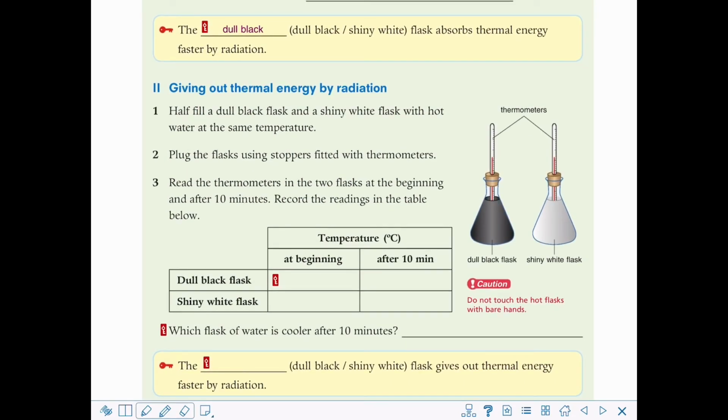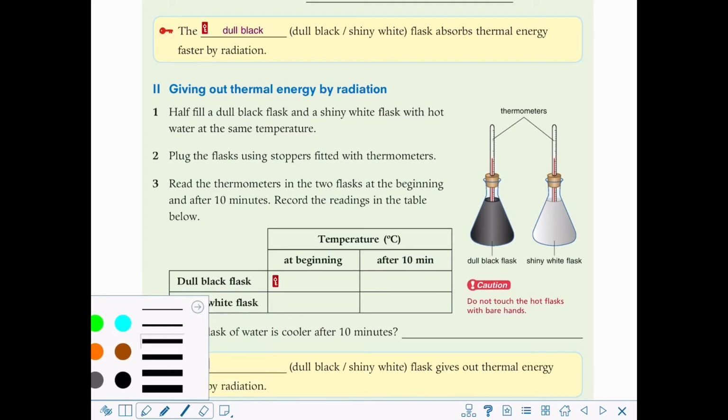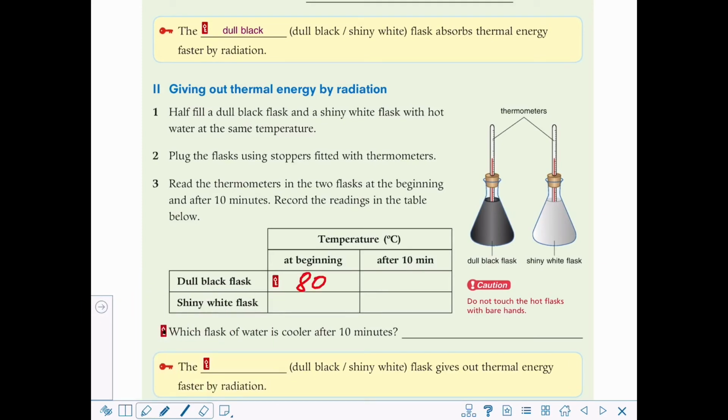The second experiment, giving out thermal energy by radiation. Read the thermometers in the two flasks at the beginning and after 10 minutes. Record the readings in the table below. For the dull black flask, the temperature at the beginning is 80 degrees. The temperature after 10 minutes is 65 degrees.